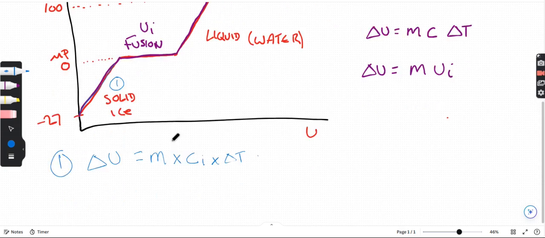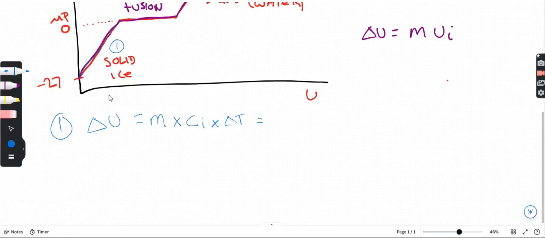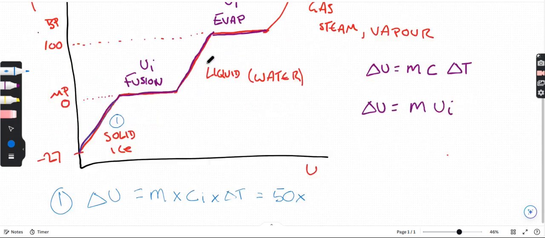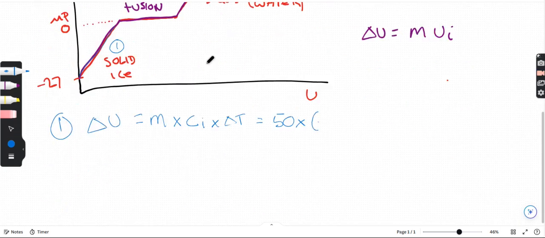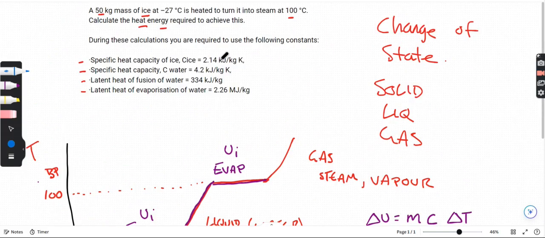So I'm going to put in here now, what's the mass of ice? The mass of ice is 50. So I'm going to put 50 there, times by the heat capacity of ice, because that's the stage we're at. Ice is 2.14 times 10 to the 3, that's the kilo, look. That's the capacity of ice, 2.14 times 10 to the 3.